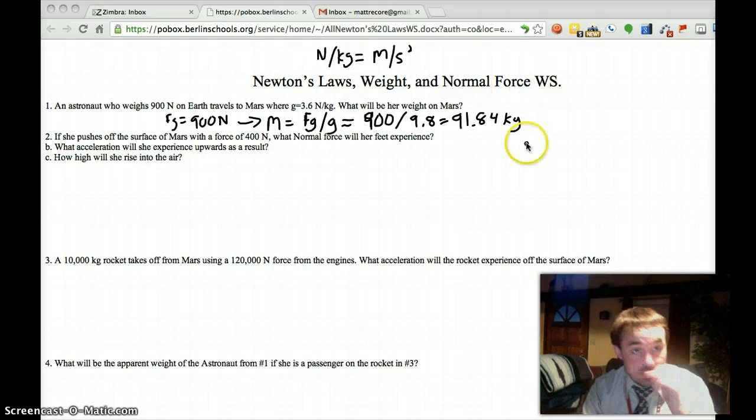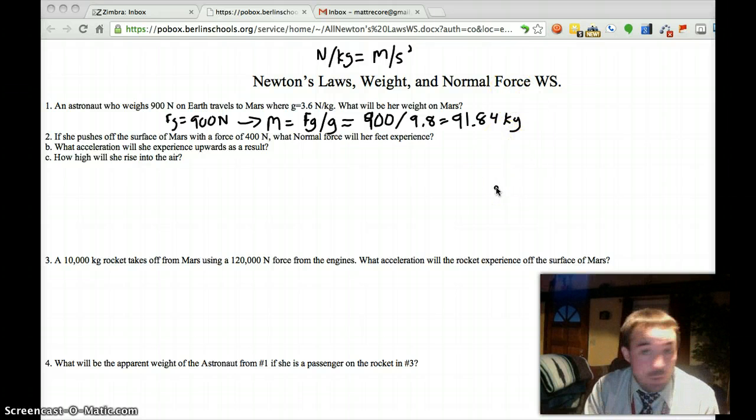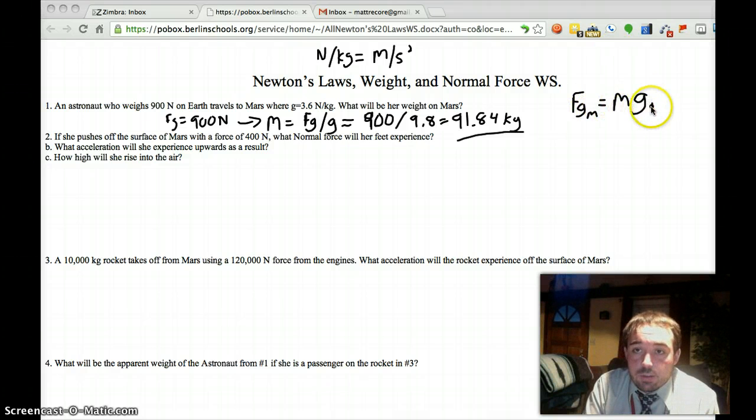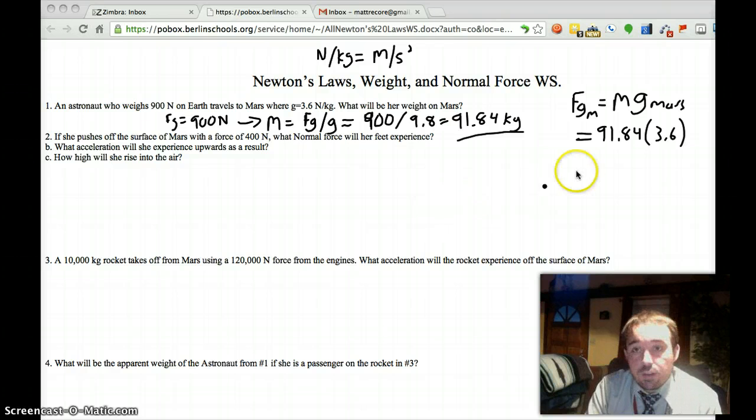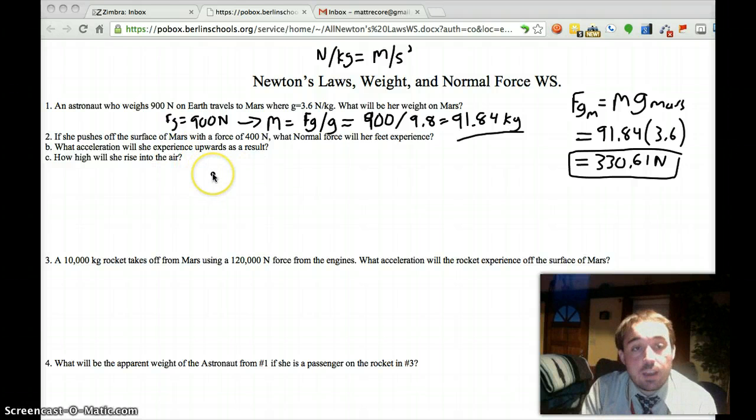91.84 kilograms. So this astronaut's mass, which is a property of the astronaut, will not change no matter where she goes in the universe, let alone just from Earth to Mars. This number is what we want to use to get her weight on Mars, because her weight on Mars, Fg on Mars, is going to be her mass times the acceleration due to gravity on Mars. That leads us to 91.84 times 3.6, which gives 330.61, depending on how you round, newtons. So on Mars, she's going to weigh 330 newtons, where on Earth she weighs 900, but no matter where she is, her mass is always 91.84 kilograms.